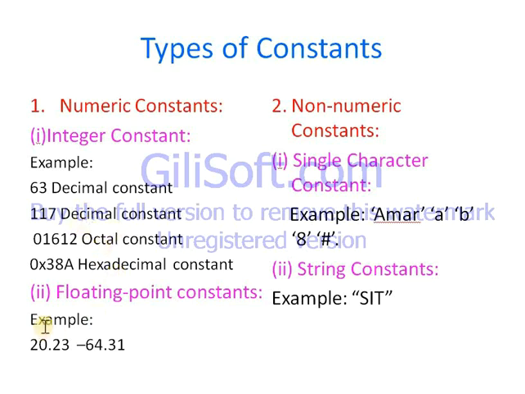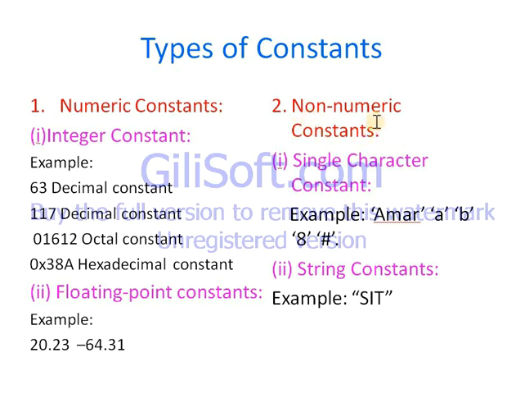Next one is the floating point constant. A floating point constant refers to a real number, that is, a number with a decimal point. Floating point numbers have a decimal point, and by using decimal points, the floating point numbers are represented. For example, 20.23 and minus 64.31. These are examples of floating point constants.